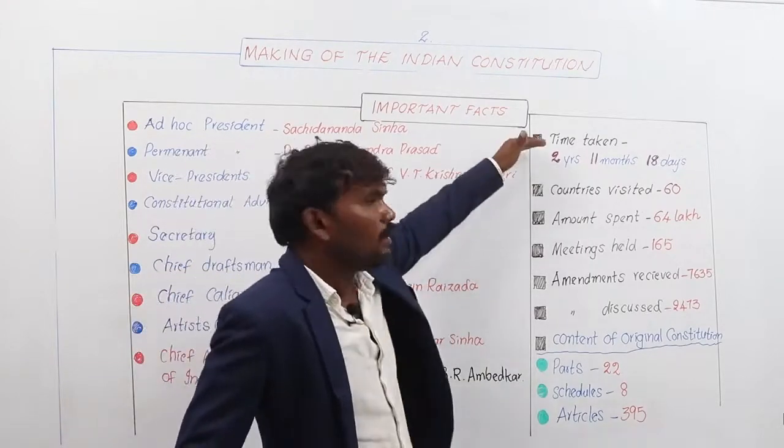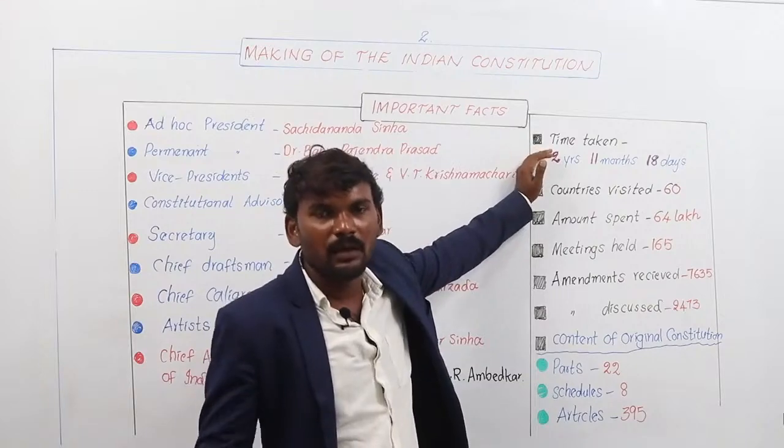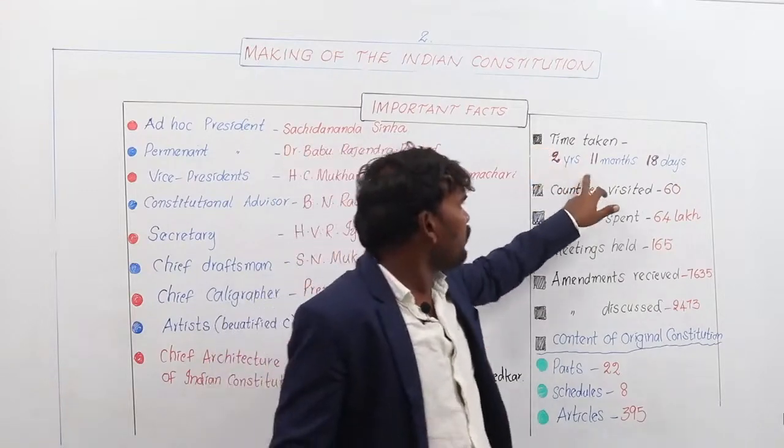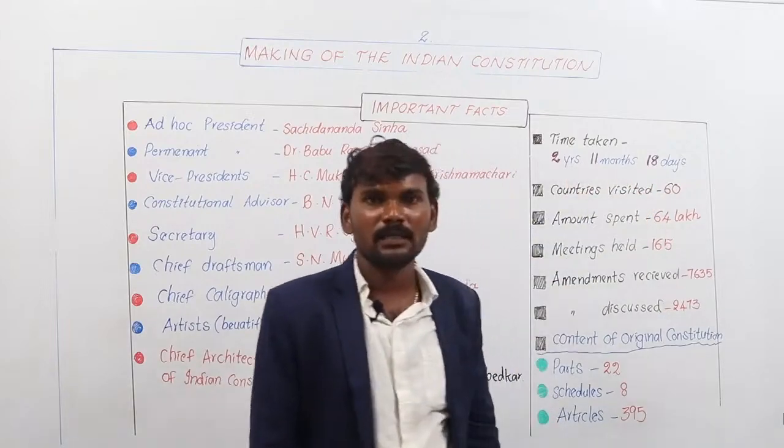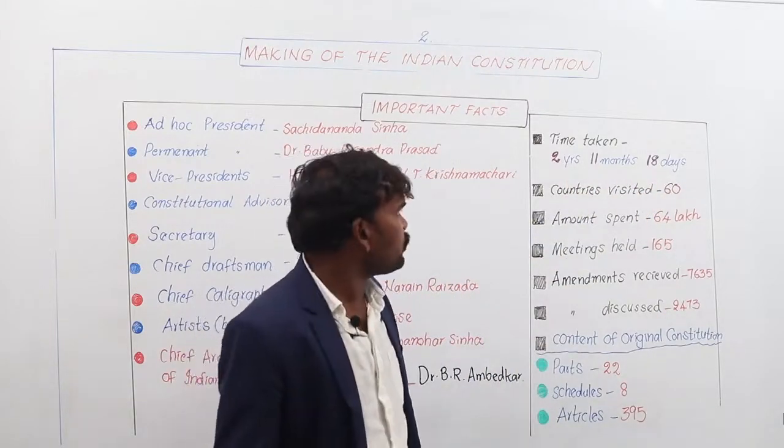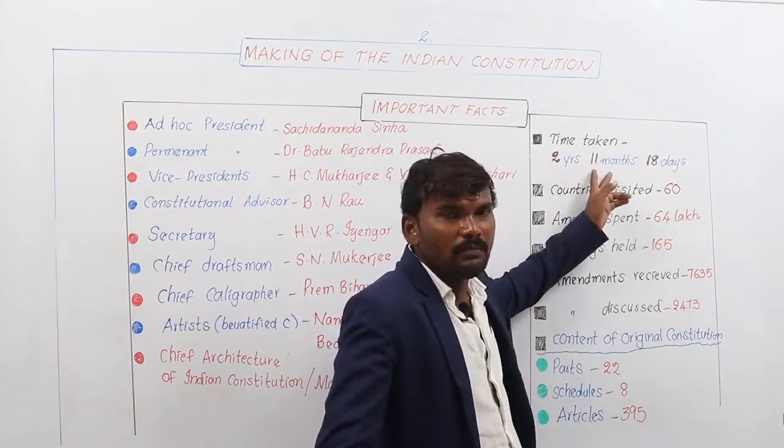Okay, coming to the next point. How much time did it take to complete the Indian Constitution? It took 2 years, 11 months, 18 days. The Constituent Assembly took 2 years, 11 months, 18 days to complete the Indian Constitution. This time is very important. Time taken to complete the Indian Constitution draft work is 2 years, 11 months, and 18 days.